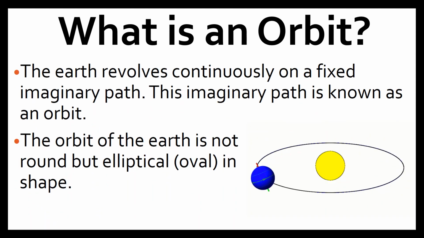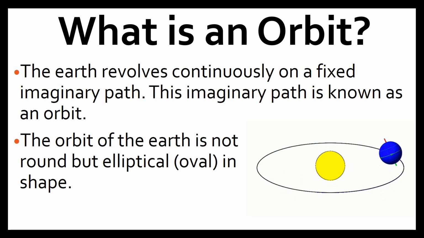Students, now we will discuss the second motion of the earth, and that is revolution. But first we will understand what an orbit is. Students, as you know, the earth rotates on its axis; similarly, the earth revolves on a fixed imaginary path. This imaginary path is known as an orbit. So, the earth rotates on its axis and it revolves on its orbit.